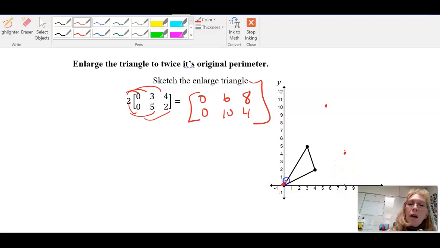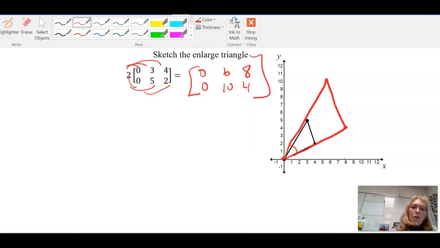Okay, draw in your new triangle. And if you've done it right, it will follow those same lines because your angles are the same. It just got larger. Kind of cool, right? I think it's kind of cool.